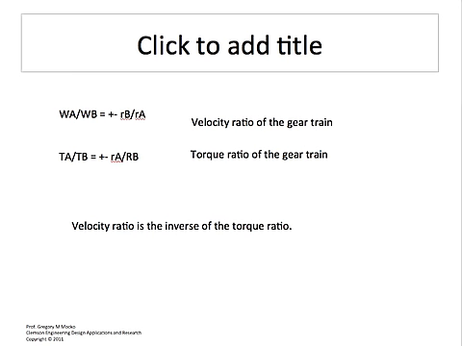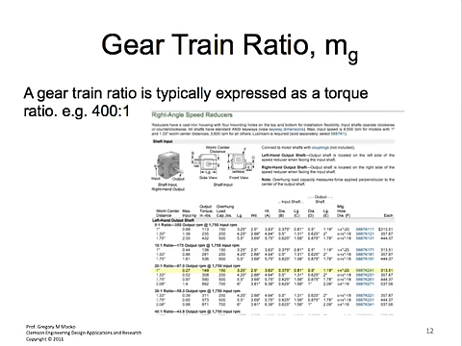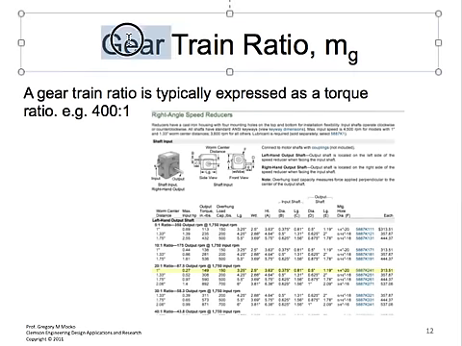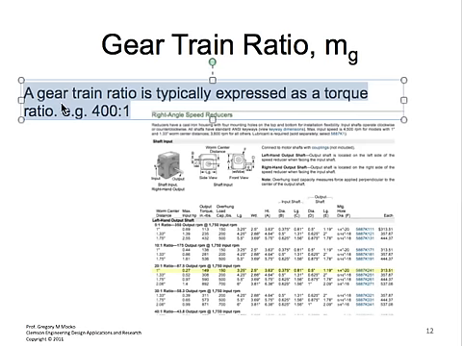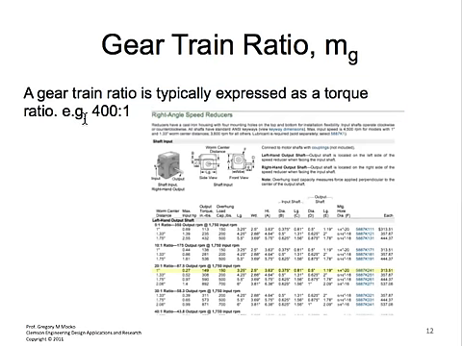Okay, so what does this look like if you were to go out and attempt to purchase a gear train or a speed reducer, or make a gear train or speed reducer? When you go look for one, usually what you'll find, and this is a catalog snapshot of McMaster-Carr, is a gear train ratio. It's related to the velocity ratio and the torque ratio. A gear train ratio is typically expressed as a torque ratio, so 400 to 1.